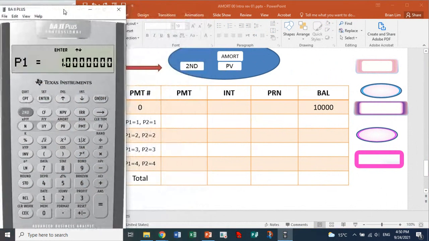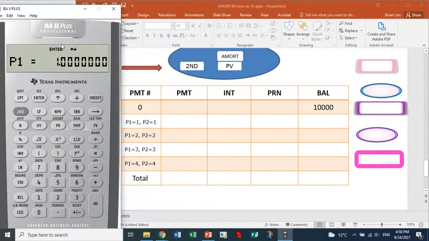All right, so here's the calculator, and we're into the amortization. Just to show you again, let's get out of this mode as we normally do, second CPT, and to go in, amort is above PV, or present value. So second PV will put us into where the amortization begins. Okay, so the first number we put in, P1 is 1, so we put 1 for P1, and then for P2 we enter 1 also.